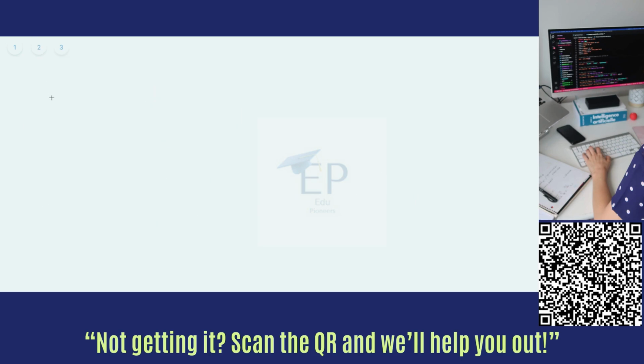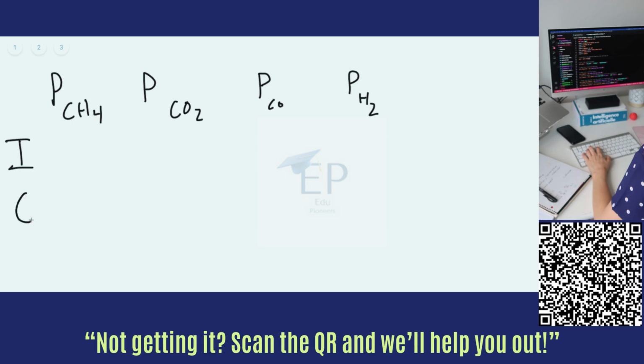So now that we have that, we can set up our ICE table, which I'll do on this page. Initial, change, equilibrium of our pressures. And so we have these pressures here: our reactants, CH4 and CO2, and our products, CO and H2, and then our initial, change, and equilibrium.